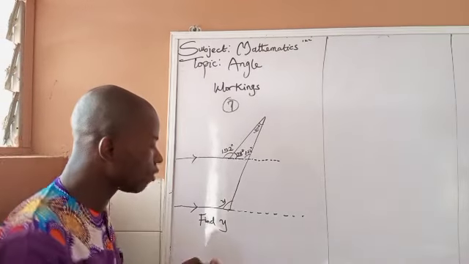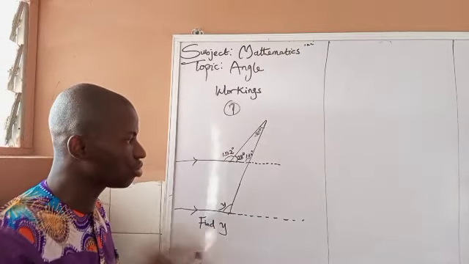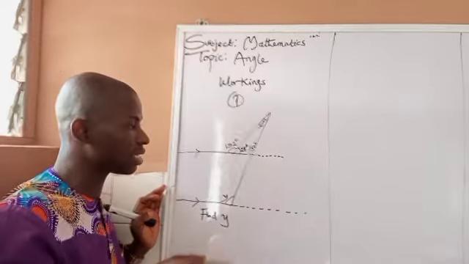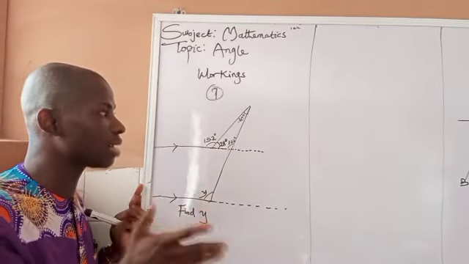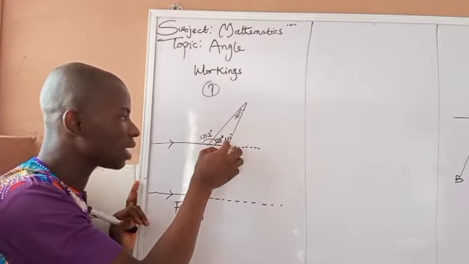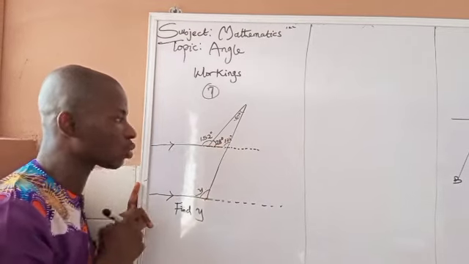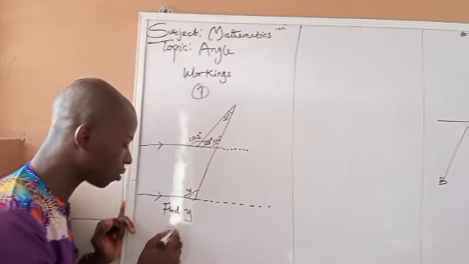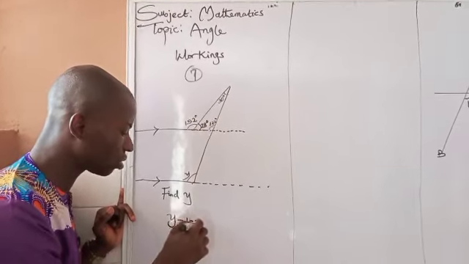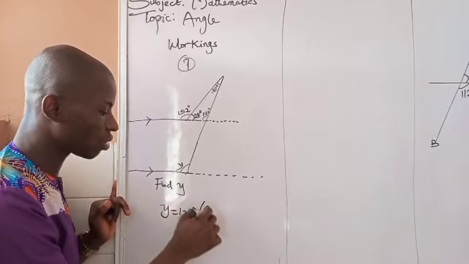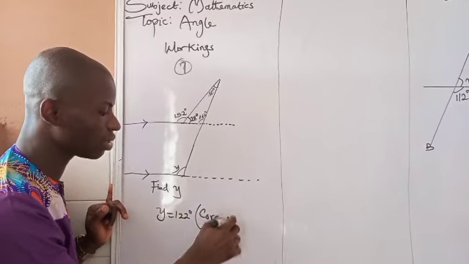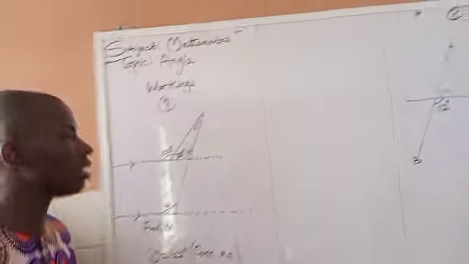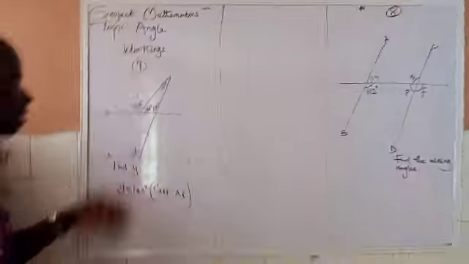So now, don't forget, when I was talking to you under the properties, I told you corresponding angles are equal. So if this place is 122 degrees, then what is y? Y equals what? 122 degrees. That is corresponding angle. So there's nothing much under that.